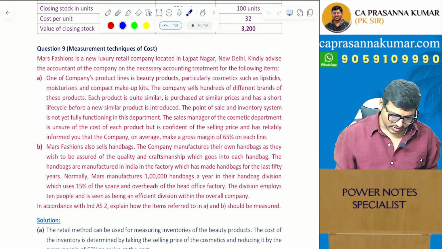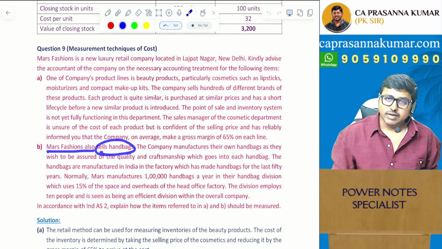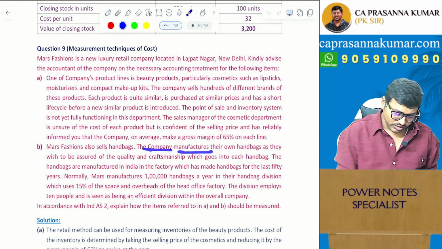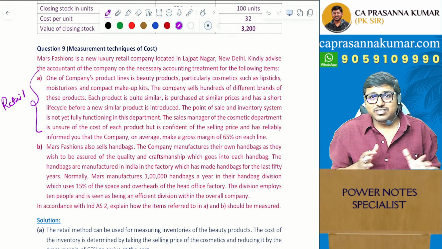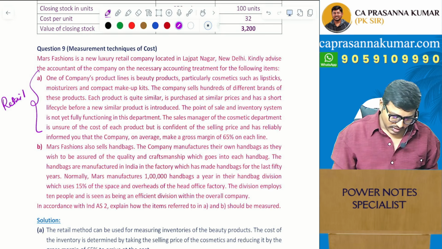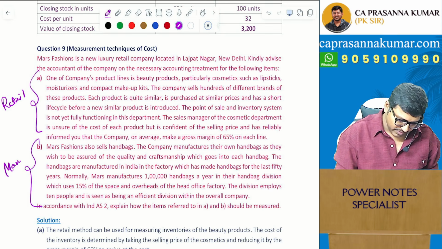Next, look at this. Mars Fashions. Mars Fashions also sells handbags. The company manufactures. Earlier, this was a retail company, therefore we applied the retail adjusted selling price method to find out the cost. This is a manufacturing company.